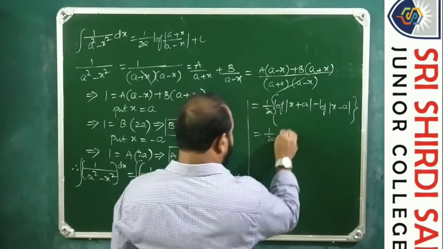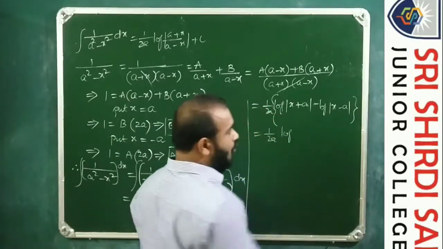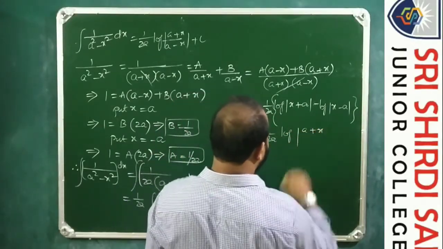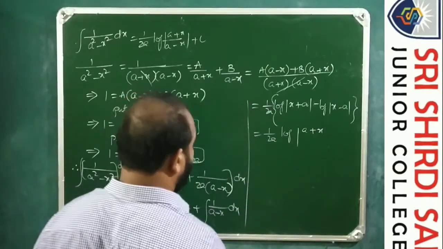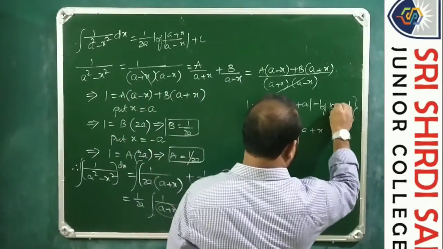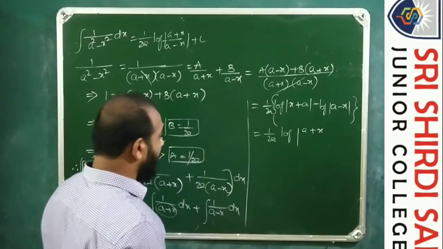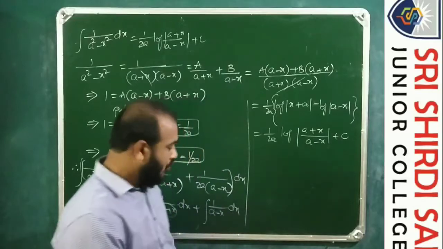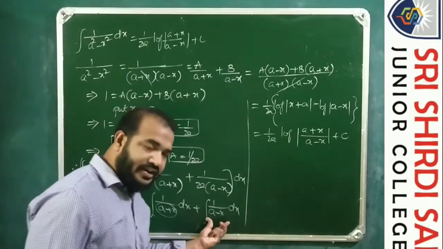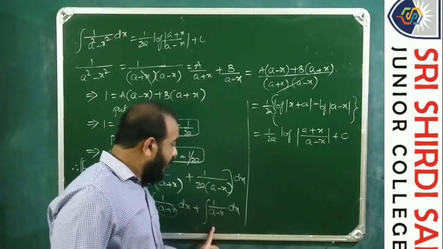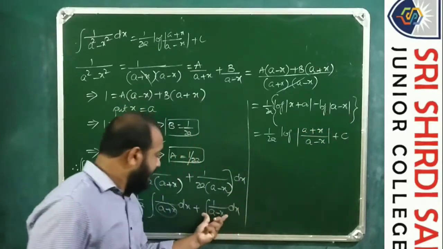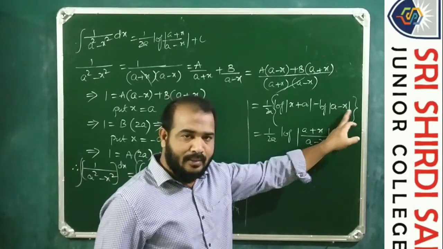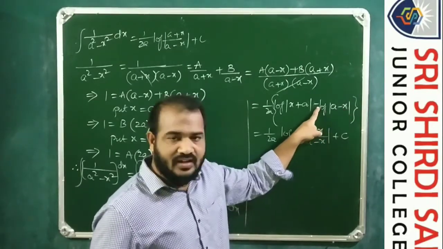So 1 by 2a, log a minus log b is log a by b. So this is a plus x, this is a minus x, right? This is a plus x by a minus x, plus the constant of integration c. Because I did not do anything, I have treated this to be x. Integral 1 by x dx is log mod x, same, by d by dx of minus x. A minus x gives minus 1, that minus here I have written.